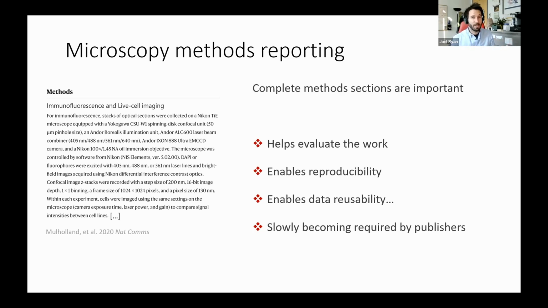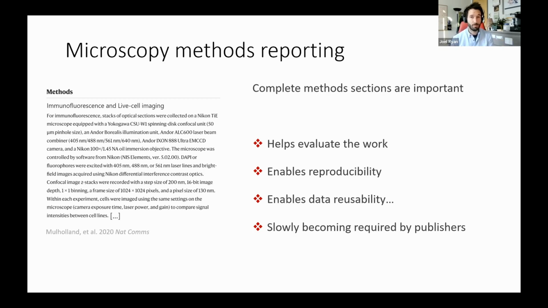And very simply, you can think of many advantages to writing a complete and well-detailed method section. It helps evaluate the work, as much for the reviewers as for readers. You will get a better idea of the weight of the conclusions of an experiment if you know how the experiment was carried out. It enables reproducibility, so other people can repeat or build on work that has been done. It enables data reusability, so well-reported and well-annotated data.